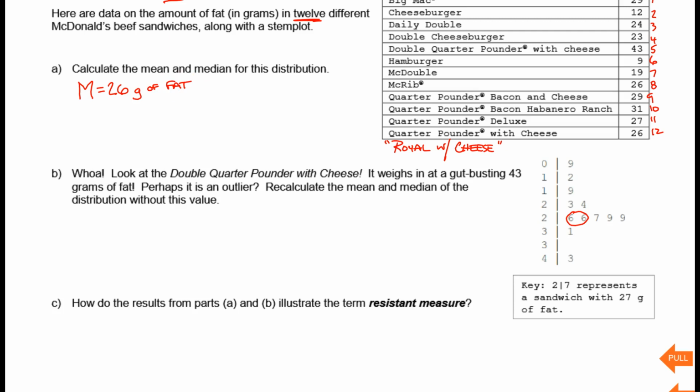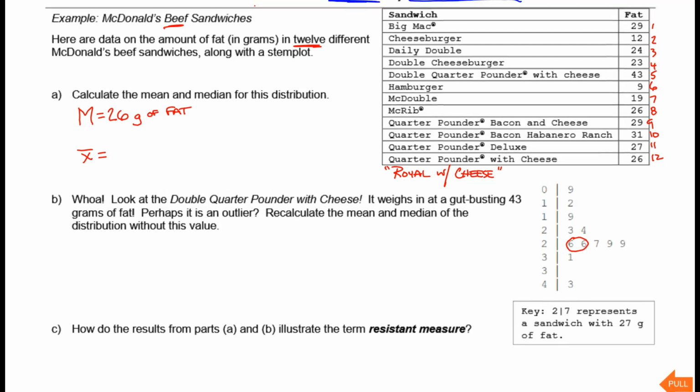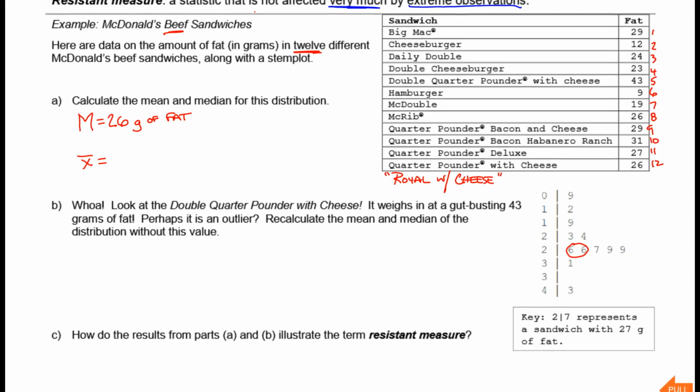Okay, so now let's find the mean. So the mean of the distribution, I've got to find out what the sum of all of those different values are for those 12 different sandwiches. And I did that offline, folks. I'm just going to tell you it's 298. So the sum of that column of values there is 298.